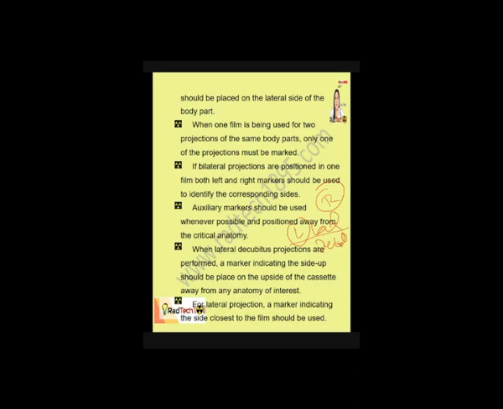So, when lateral decube projections are performed, a marker indicating the side up. So, kapag halimbawa, right lateral decube naman, right lat decube, so, ang marker na ilalagay natin is left. Kasi left side yung nasa taas. For lateral projection, kung nakatagilid ang patient, a marker indicating the side closest to the film should be used. So, bali-baligtad sila, ang lateral decubitus at lateral lang. Diba?